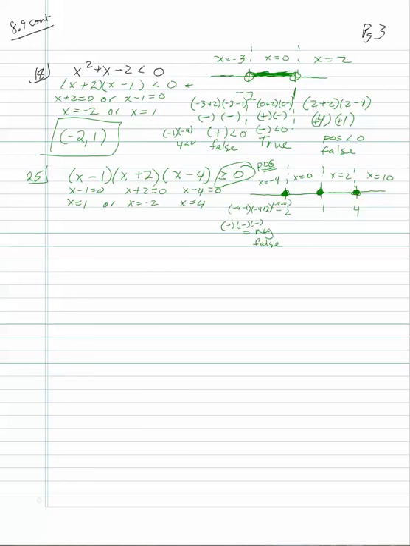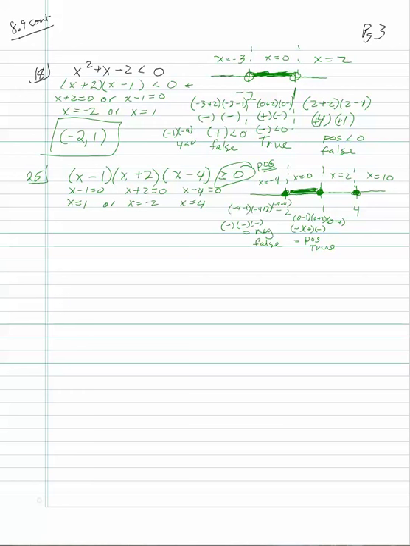The middle, x equals 0, so I put it in. I'm going to get 0 minus 1, 0 plus 2, times 0 minus 4, which is going to get me negative, positive, negative, which equals a positive. So that's true. So it's this piece. And then I check the next one.